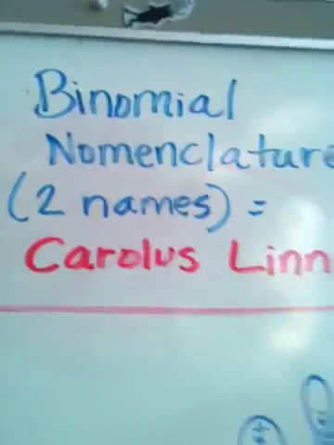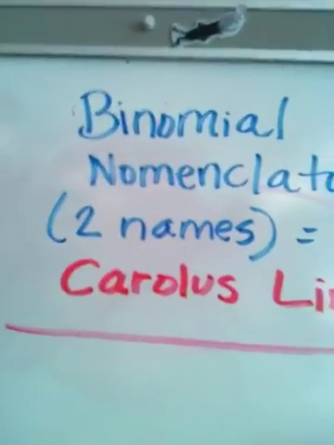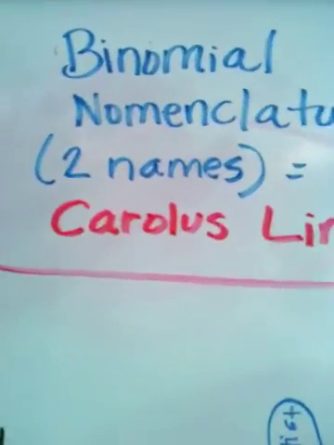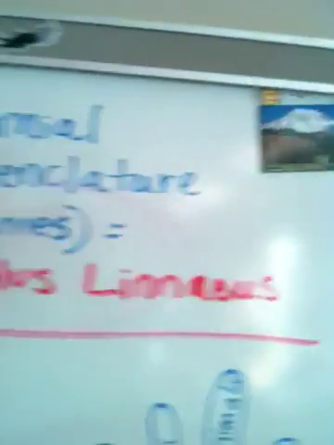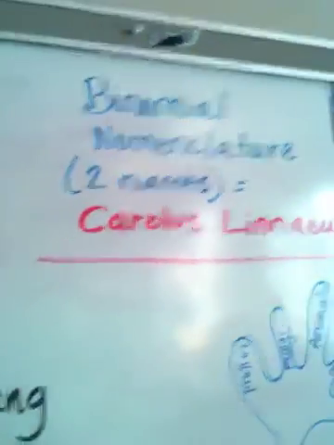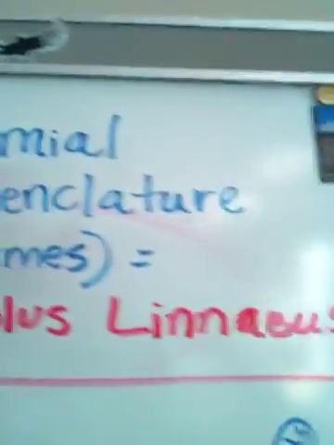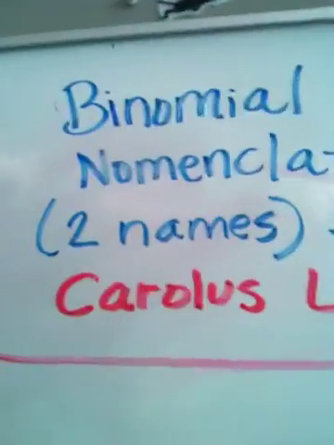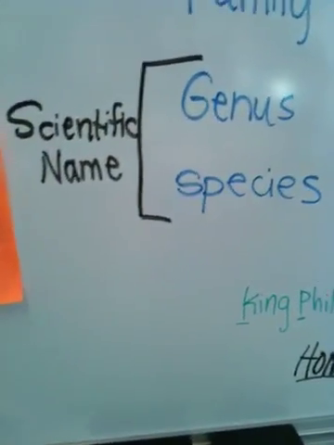The last thing I want to go over real quick is binomial nomenclature, and that is the 2 names. The guy who invented this was Carolus Linnaeus. Actually, his name was Carl von Linné, but he liked Latin, and so he changed his last name to Carolus Linnaeus. And he is the one that came up with the scientific naming system using the genus and the species.